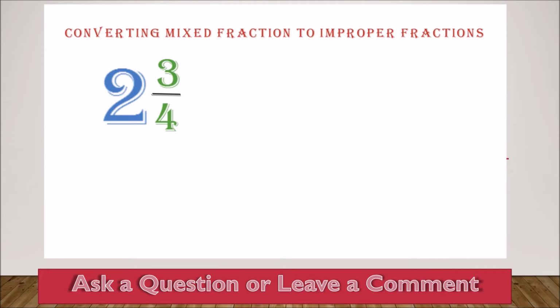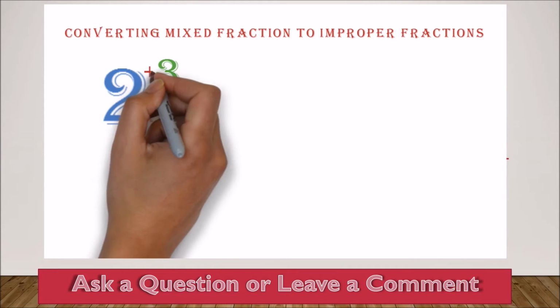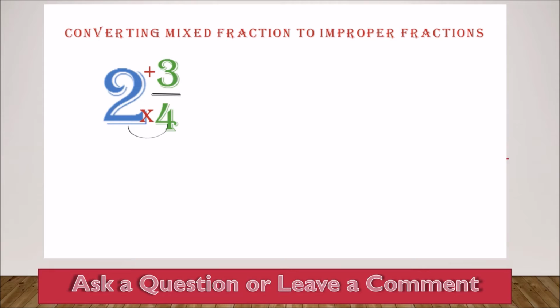The process is pretty straightforward. Multiply the denominator by the whole number and then add the numerator. So here we will multiply 4 and 2 to get 8, and then add the 3. This will give us 11. This will be over the original denominator, which is 4. So notice this is the same.